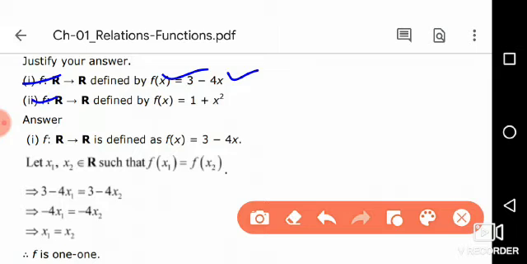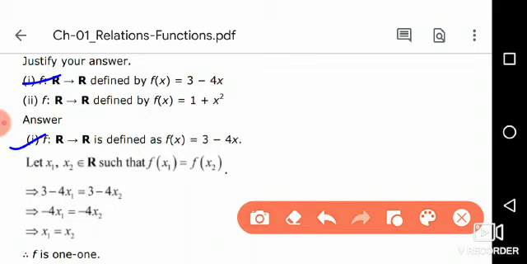F from R to R, set of real numbers to real numbers, is defined as f of x is equal to 1 plus x square. Here also we have to check the injectivity and surjectivity of both the problems. Dear students, let me begin with the first question.